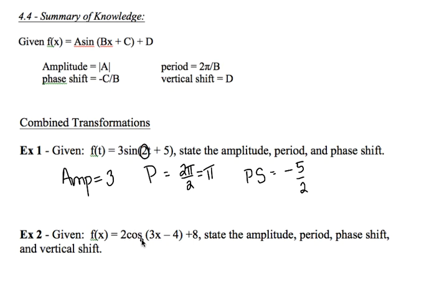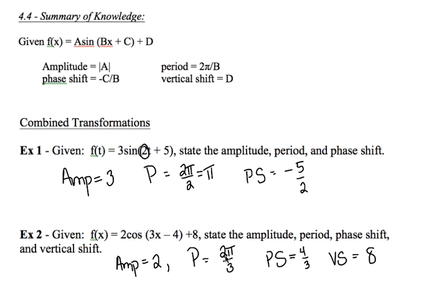Example 2, same story, even if it's the cosine function, so whether it's the sine or the cosine, we're still picking out all of those pieces. So here, if we're going to state the amplitude, looks like our amplitude is going to be 2. Our period is 2 pi divided by 3. Our phase shift is positive 4/3. We're going to be going to the right 4/3. And then our vertical shift is going to be up 8 based on adding the 8 there. Again, this is the same for the sine and the cosine function.